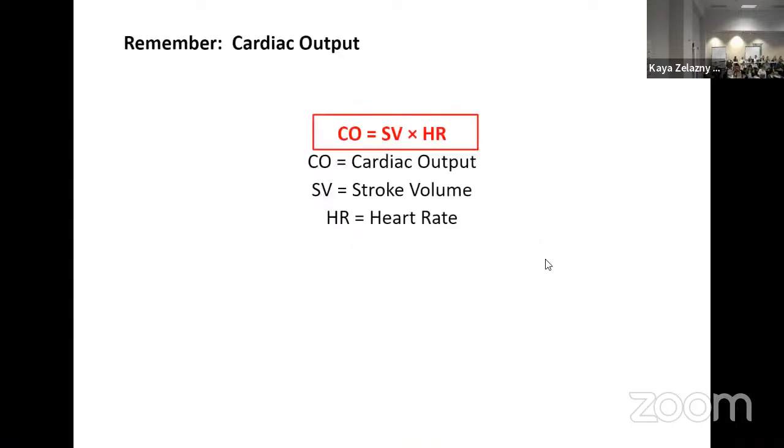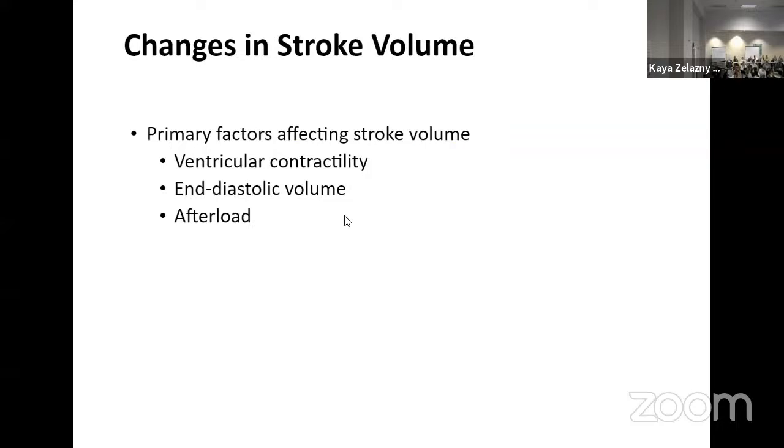And that's our equation again, right? Cardiac output is how much blood flow we get per minute to our organs. Stroke volume is how much blood per heartbeat the heart is pumping into the aorta. Heart rate is how many beats per minute. Okay. So now we have basically the outline of what's going on with stroke volume.